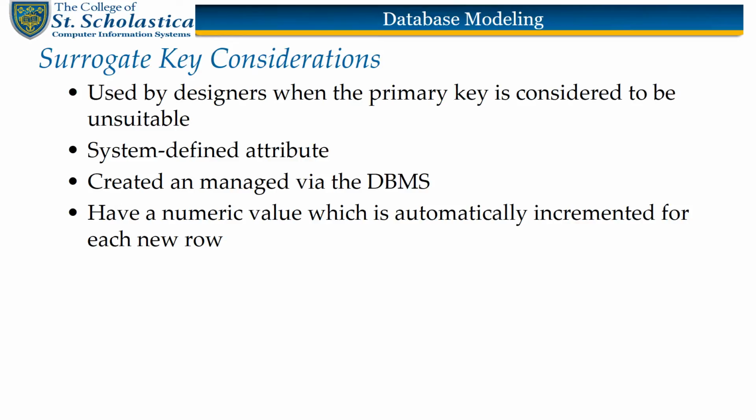Over time, a composite primary key might become too cumbersome to use as the number of attributes grows and the search routines become too difficult to write. As discussed in the previous unit, when the primary key is considered to be unsuitable, designers use surrogate keys. At the implementation level, a surrogate key is a system-defined attribute generally created and managed via the DBMS. Usually, a system-defined surrogate key is numeric, and its value is automatically incremented for each new row.